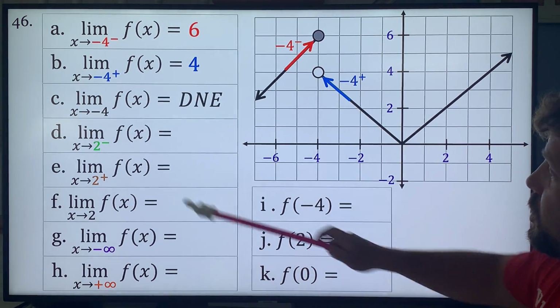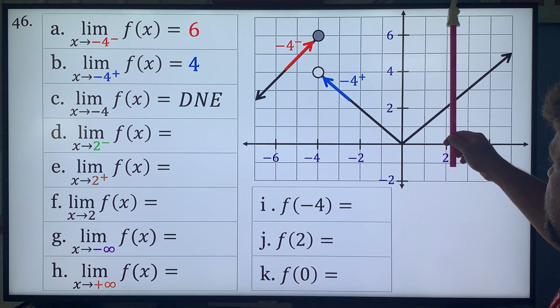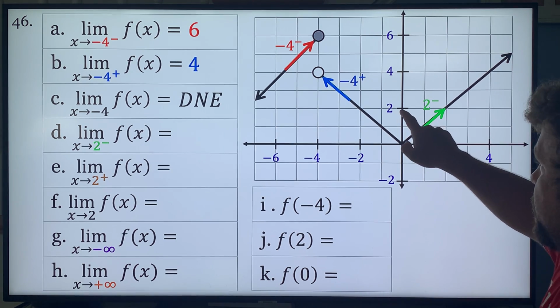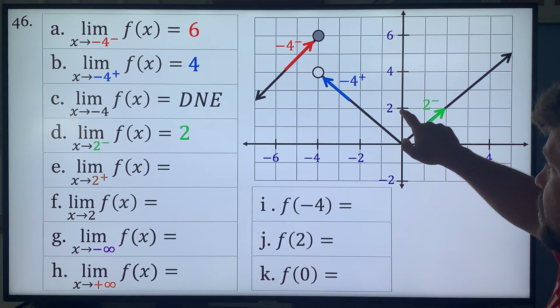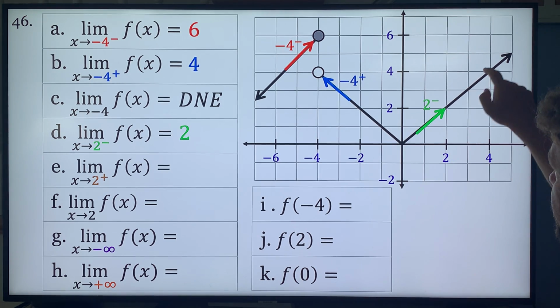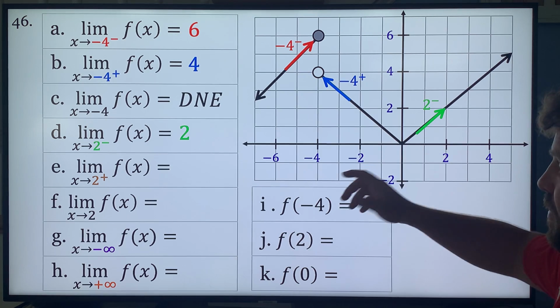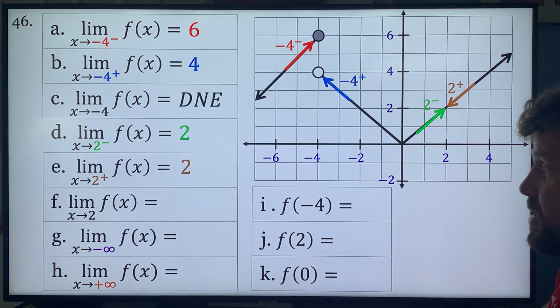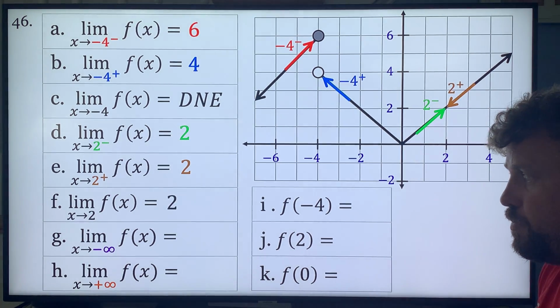What is the limit of 2 from the negative side? Now here's 2. As I approach it from the negative side, my answer is 2. Even though there's no actual closed circle there, a line is just an infinite number of closed circles, which I said earlier. The limit of 2 from the positive side is still 2. So what is my actual limit here? Unbroken graph. Limits are the same from both sides, so my limit is indeed 2.